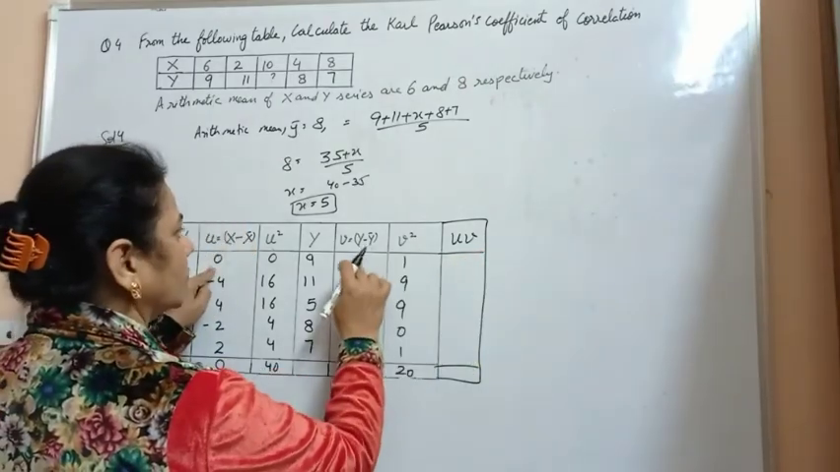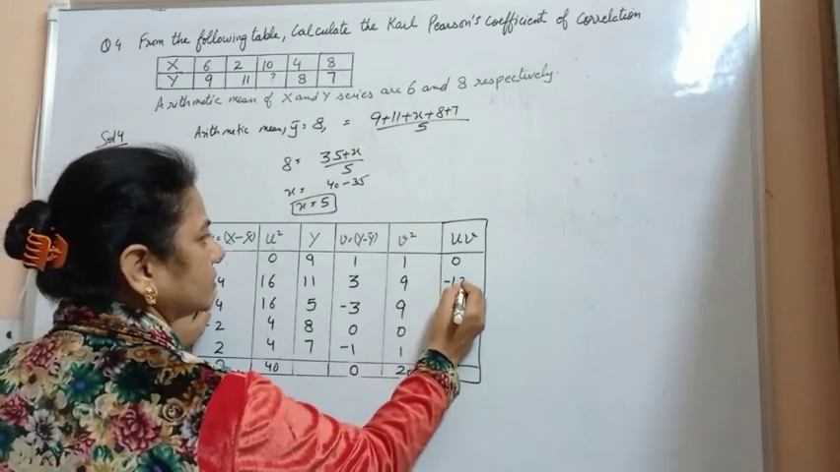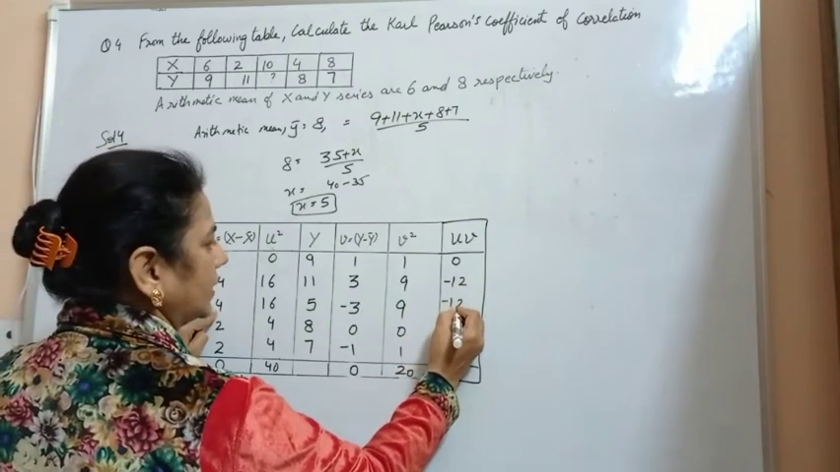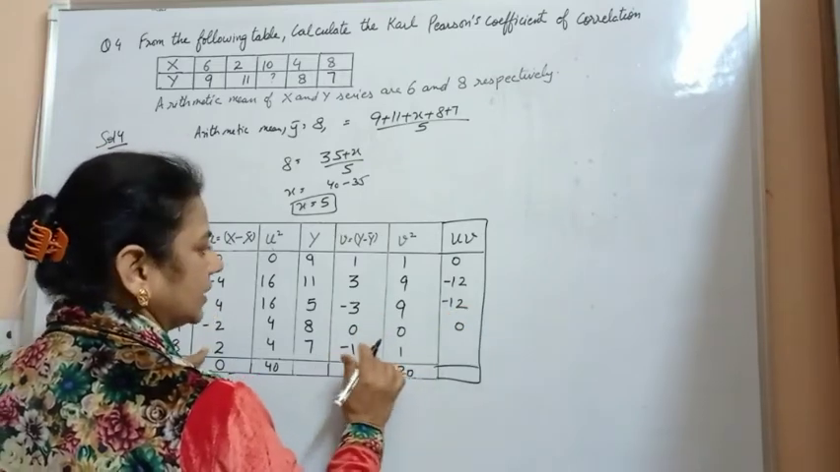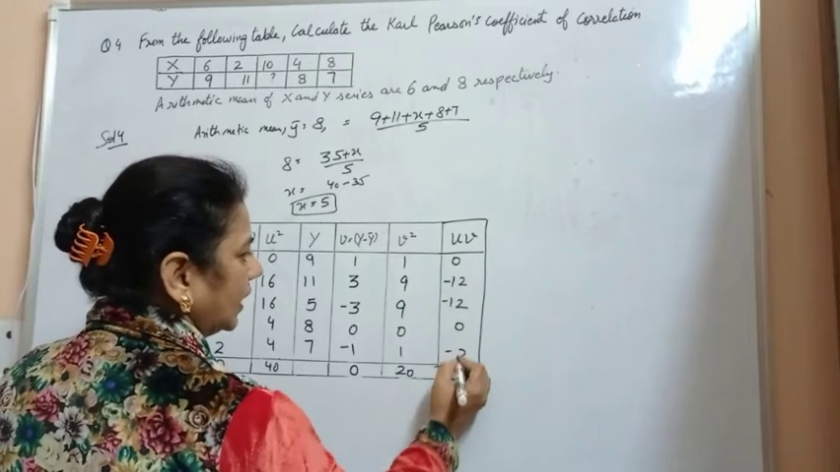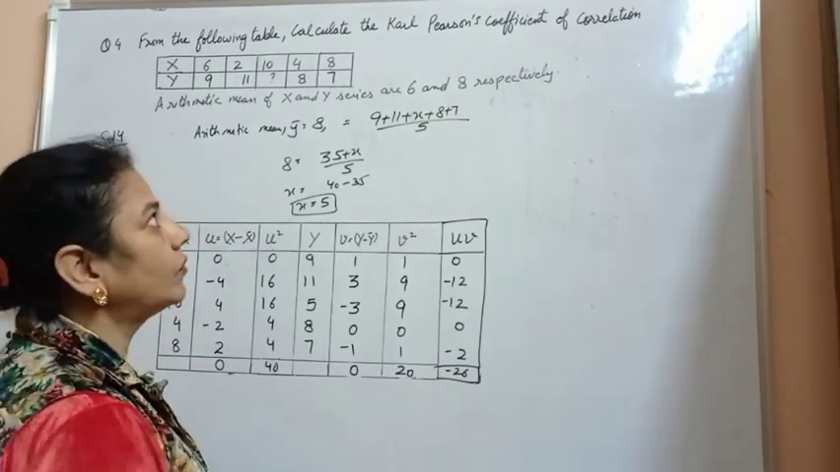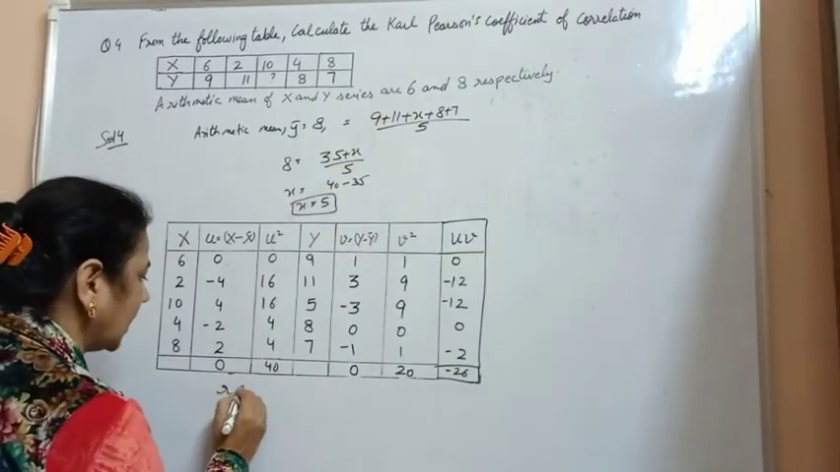U 0 into 1, 0; minus 4 into 3, minus 12; 4 into minus 3, minus 12; minus 2 into 0, 0; 2 minus 1, minus 2. Add this, minus 26.